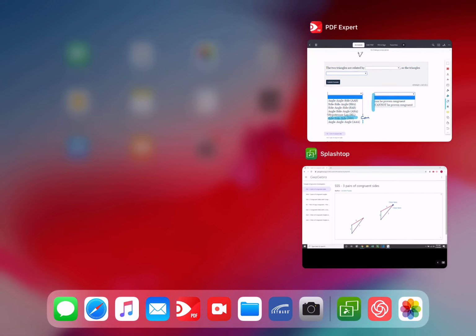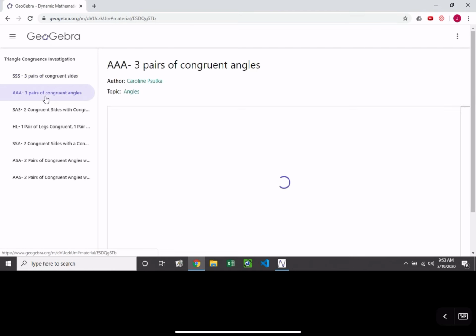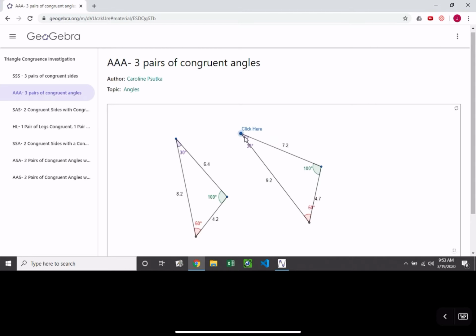Now let's go back. And now we can check on the 3 pairs of congruent angles. So the angles, those I can move however I want. The side lengths can change, but the angles themselves are fixed. And as you can see, as I move the angles, the side lengths change, even though all 3 angles are remaining, right? 30, 100, and 50.